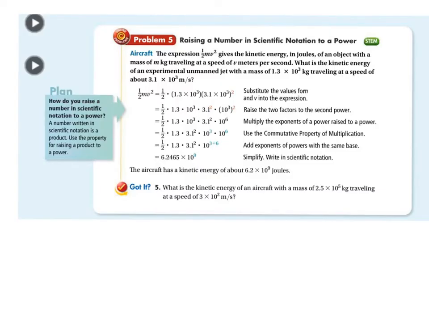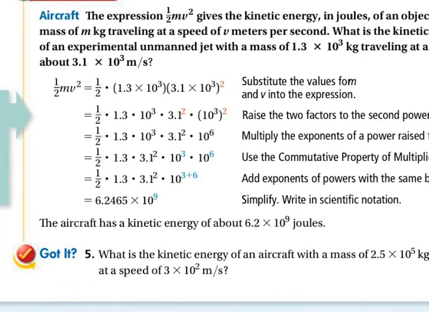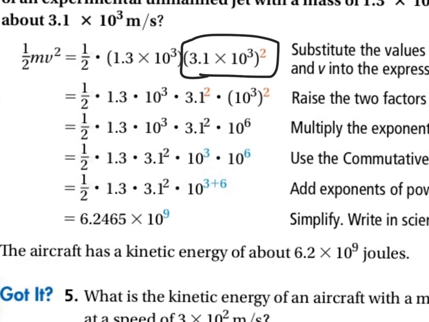So problem 5, just a real life example. They give us a formula for the kinetic energy of an object, and they're asking what the kinetic energy of this jet would be. So we're just basically substituting in the information they're giving us. Notice the velocity is being squared here, so we have to square each of those parts. And then basically we just have a lot of numbers we have to multiply out and work that out.